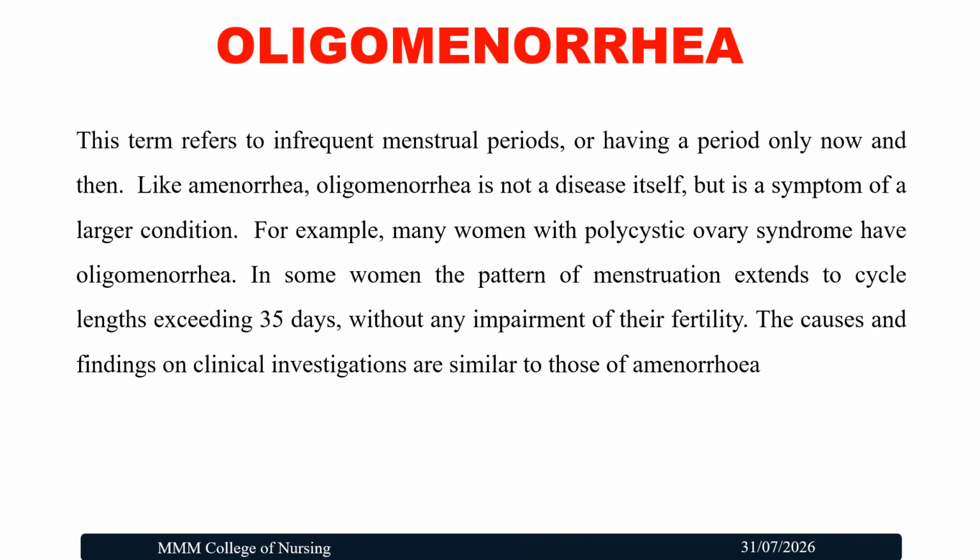Coming on to the next condition. So first we have discussed amenorrhea, second is dysmenorrhea, third one is oligomenorrhea. Oligomenorrhea refers to infrequent menstrual periods, or having a period only now and then. Like amenorrhea, oligomenorrhea is not a disease, but a symptom of a larger condition. For example, many women with PCOD have oligomenorrhea. In some women, the menstrual pattern shows a cycle length exceeding 35 days without any impairment of their fertility. The causes and findings on clinical investigations are similar to those of amenorrhea.